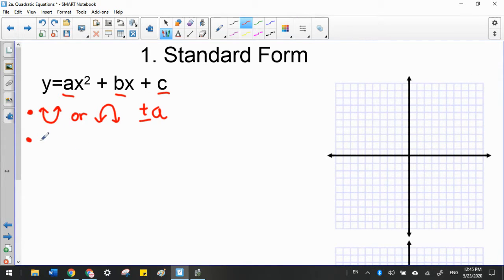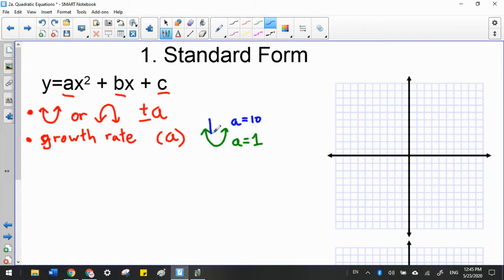Another thing we figure out is the steepness of the graph. You can think of it as the growth rate of the graph based on the a value. The further away a is from 0, the steeper the graph is going to be. The closer a gets to 0, the wider the graph is going to get. So to show you a quick example, if this is your standard parabola where a is equal to 1, an a value of 10 is going to give us a much steeper looking parabola, and an a value of, let's say, 0.2 is going to give us a much wider parabola. And that's what I mean by growth rate.